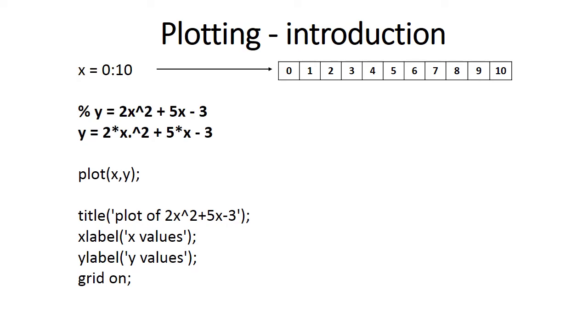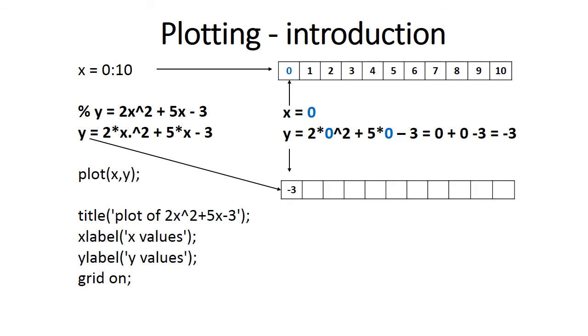Now we want to create the vector y, which will in the end also have 11 elements, so it will be an element to element operation. Notice the dot exponent in the first term, and that makes it an element to element expression. So we're going to calculate y for each element of x. So let's go through this step by step.